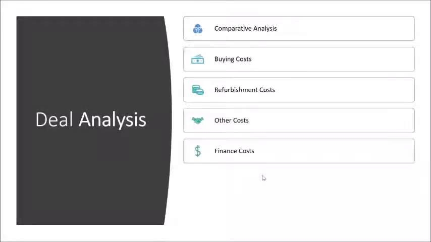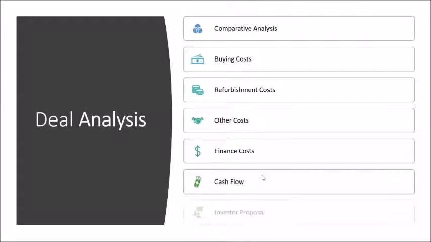Right, once you've figured out your other costs, you can then determine your financing costs either through the bank or through the private investor. With all that information from step 1, being your comparative analysis, knowing what the rent is for the deal, and also what all your costs and expenses are, you can determine what your cash flow is, which will also tell you what your return on investment is, and then generate an investor proposal to raise the financing. So those are the steps you would take when analyzing a deal.